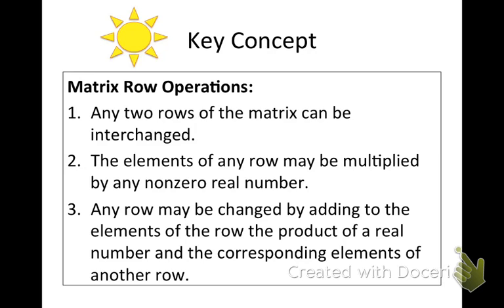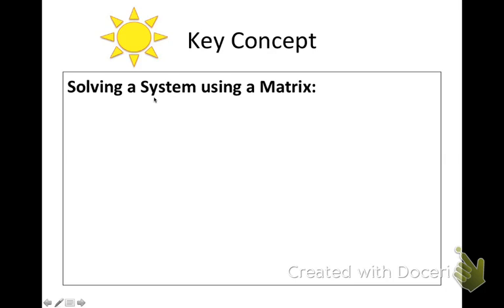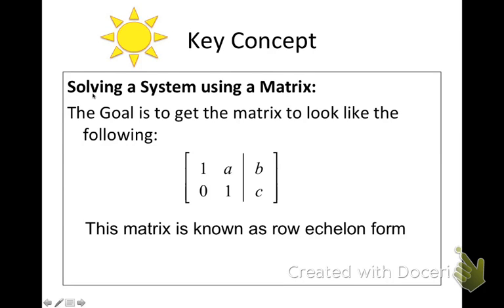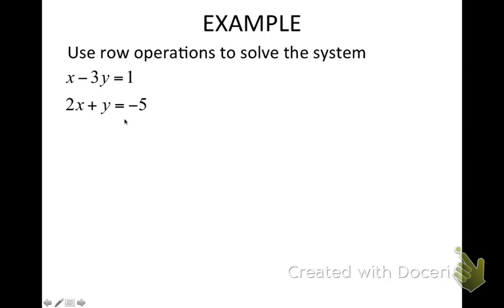So we can interchange any row, we can multiply any row by a number, and then we can add the elements of a row to the product of a real number and the corresponding elements of another row. All right, let's see what this looks like in action. Are we ready? Ready. Okay. Ignore all this. Okay, here's our problem. We're going to use row operations to solve the system.